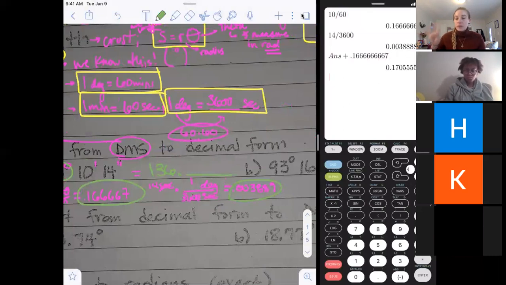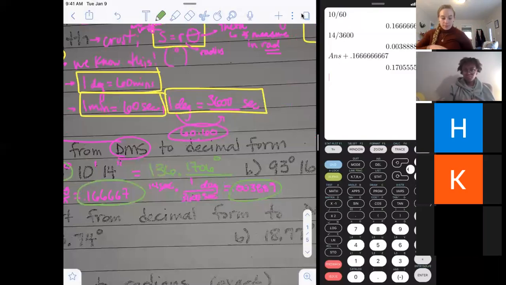And I would generally round to 4 places. That's a very safe place to round, 4 places. So I'm going to say it's going to be 0.1706. And that answer is in degrees. Any questions so far?